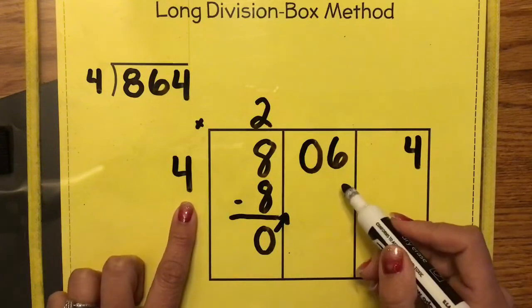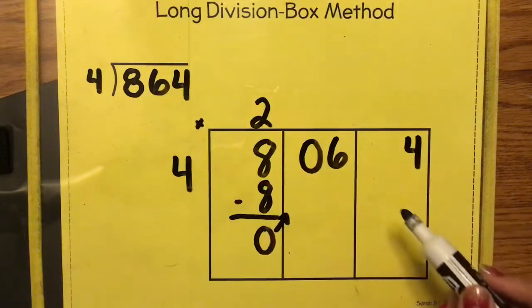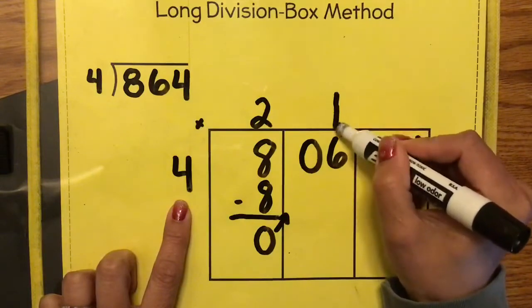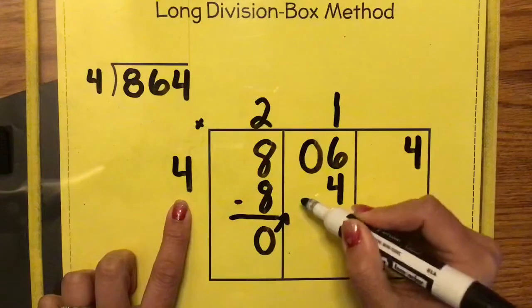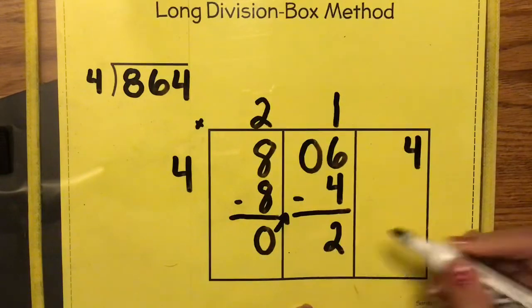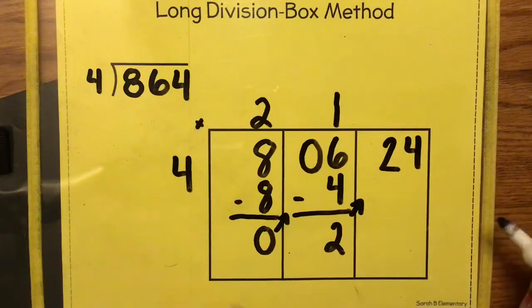So now I follow the same model. How many 4s can I take out of 6? Or what can I multiply times 4 that's close to 6 without going over? So in this case, it's 1. 1 times 4 is 4. So I subtract, and I get 2. I move that 2 to the final box.